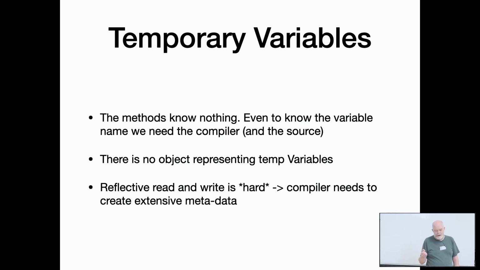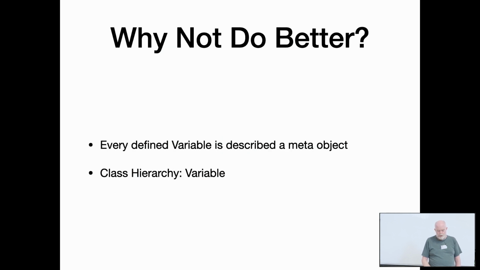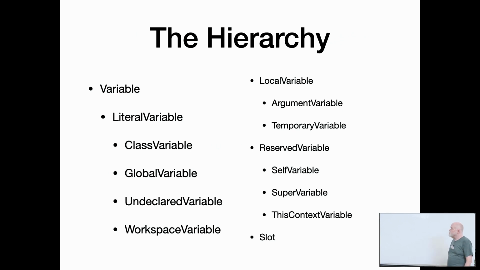And reflective read is actually quite difficult with that model. If you look at the old implementations, or if you go back to Pharo 7, I guess, then you can look at the kind of metadata that the compiler needs to create to read temps. It's quite complex. So we ask ourselves, why can we not do better? And over some iterations, we now have a hierarchy of variables in the system. So there's a superclass, which is called Variable, and every kind of variable in the system has its own class.